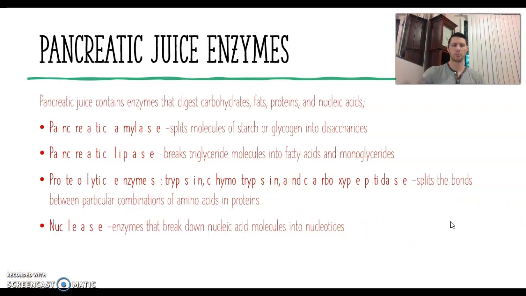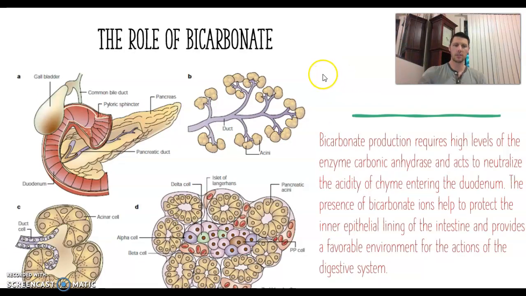And just to reiterate, the protein enzymes are trypsin, chymotrypsin, and carboxypeptidase, which split the bonds between particular combinations of the amino acids. So first we're going to look at these diagrams here on the left because we have some really good drawings, if you will, of some of the cells that we've reviewed. So we can see again we have some of the acini cells, which are described to be similar to a grape stem, where we have these little grapes or acini cells that flow into the pancreatic duct.